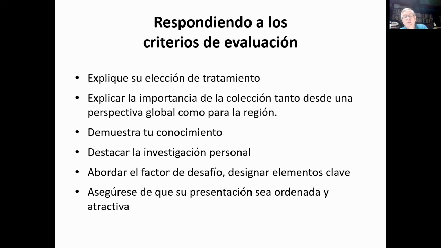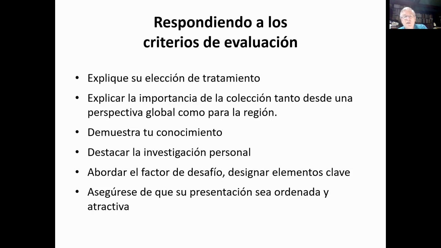They'll highlight their personal research. And then they'll address the challenge factor, why this is a particularly difficult subject that they're showing, and by inference, why they should get a high score. They'll also explain the key items of the exhibit and how they designate and how they mark those key items.